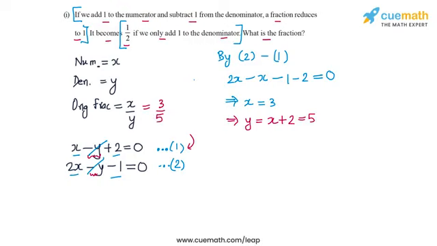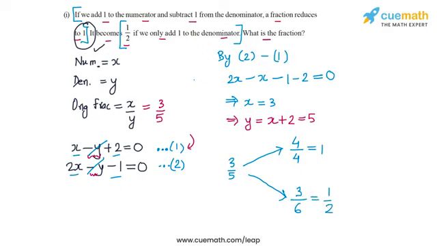Now let's verify if this answer aligns with what's given to us. The original fraction is 3 by 5. If we add 1 to the numerator it becomes 4, and if we subtract 1 from the denominator it becomes 4. So 4 by 4 is equal to 1. This aligns with the first piece of information given to us, that the fraction reduces to 1. And now if we add 1 only to the denominator, the numerator is untouched and the denominator becomes 5 plus 1, or 6, and 3 by 6 is equal to half. This aligns with the second piece of information given to us. So our answer is correct.